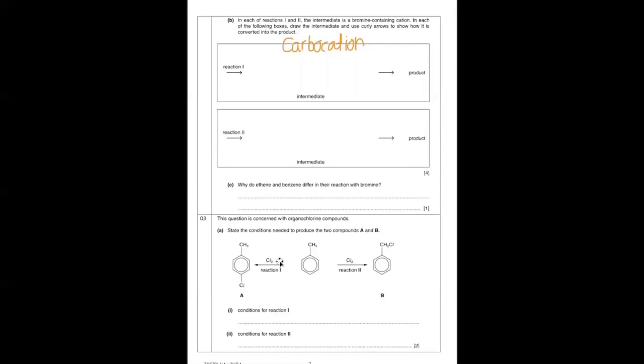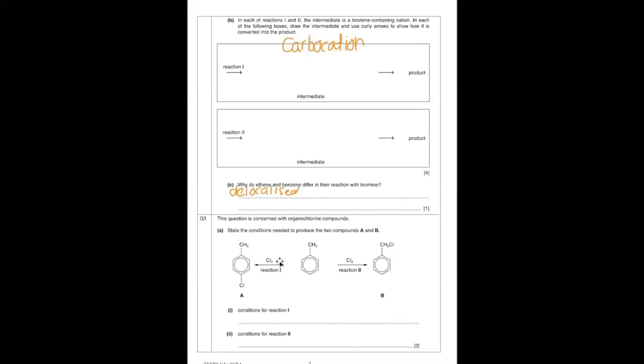Why do ethene and benzene differ in their reaction with bromine? Both of them have double bonds. Benzene has double bonds, and ethene has double bonds, but the only difference is that the double bonds in benzene are delocalized. And we know that delocalization is stable. That means you see the delocalization being broken, but after that it must be restored. So delocalization is actually stable, right?